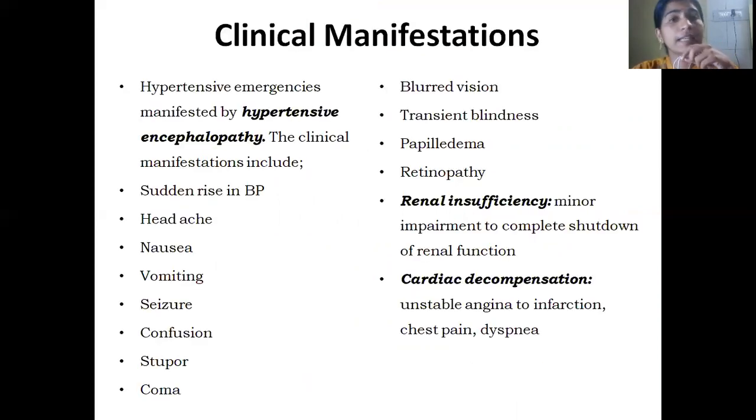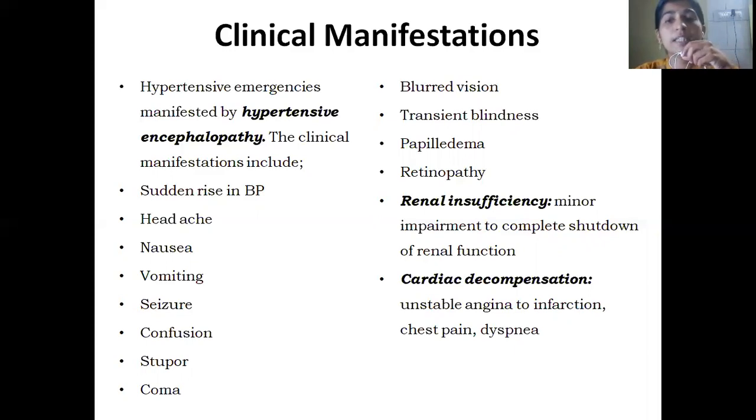Then what may be the clinical manifestations? We can describe the clinical manifestations system-wise. If it is hypertensive encephalopathy or target organ damage, in all of these there will be a sudden elevation in blood pressure. Along with that, headache, nausea, vomiting, seizure, confusion, stupor, coma, blurred vision, transient blindness, papilledema, and retinopathy will be there along with hypertensive encephalopathy.